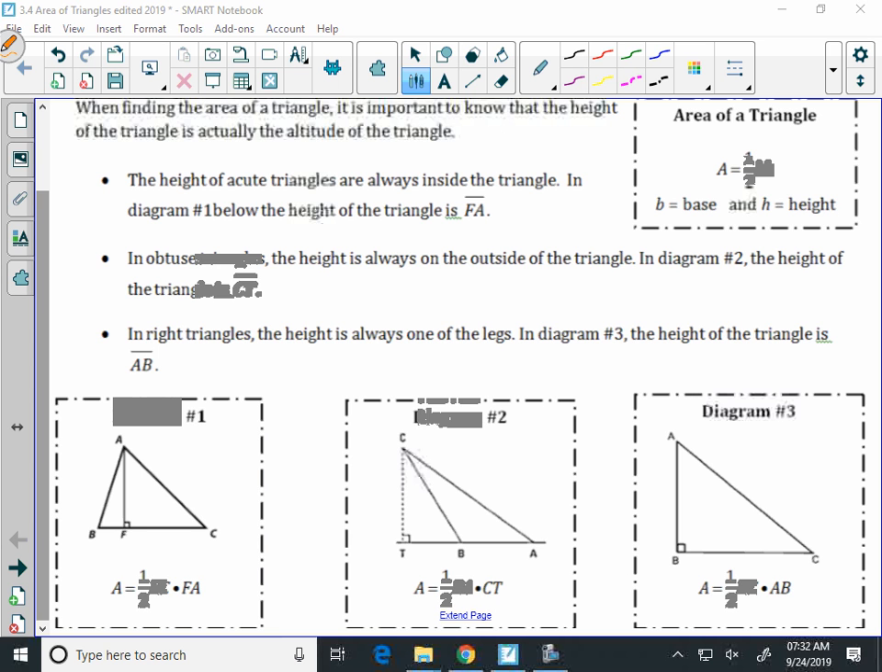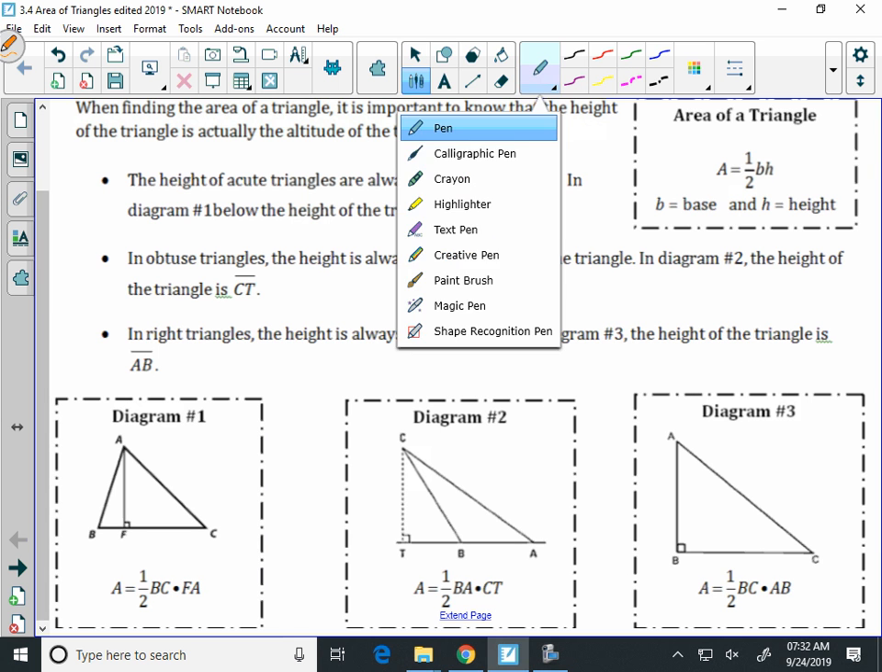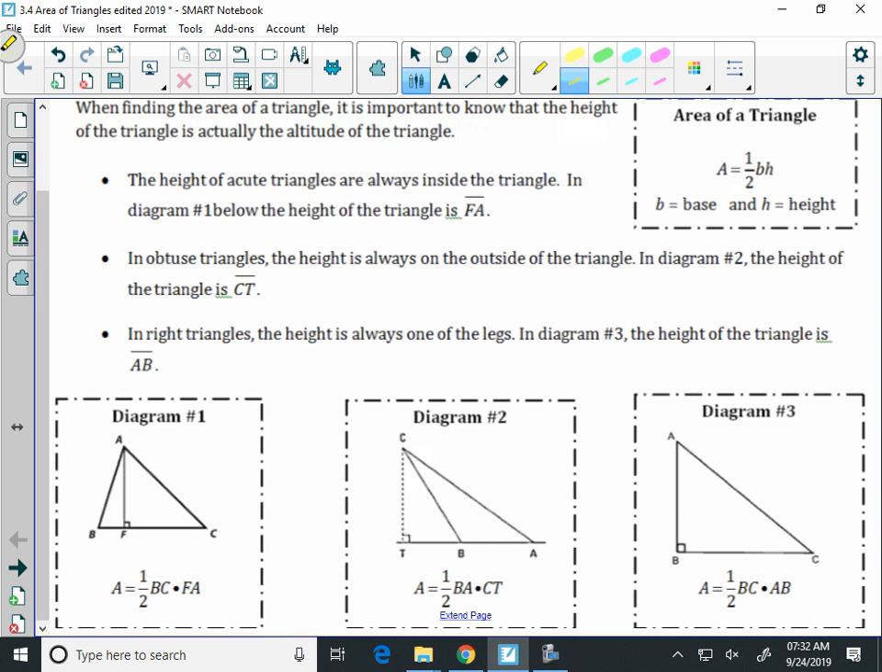So we take a look here. The height of an acute triangle is always inside the triangle. So the altitude of an acute triangle is always inside of it. In diagram number 1 below, the height of this acute triangle is FA. So we go to the vertex, we drop straight down, there's our height. If we were to find the area of this triangle, it would be 1/2. The base is BC. I also like to think the base is the side that the altitude is touching. So the base would be BC times whatever our altitude is.